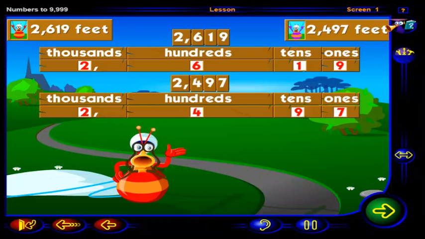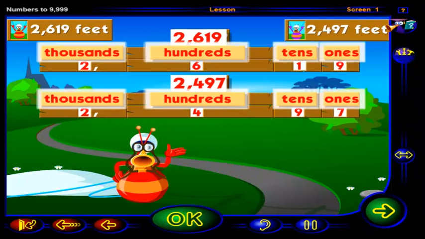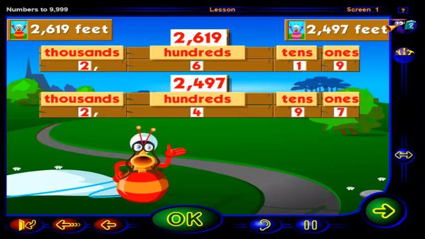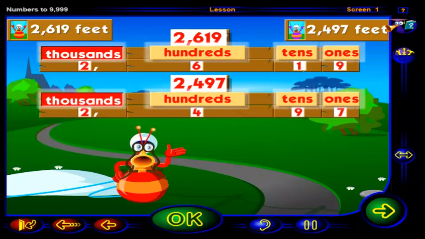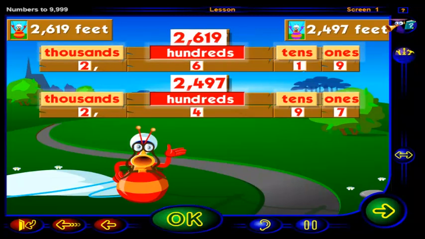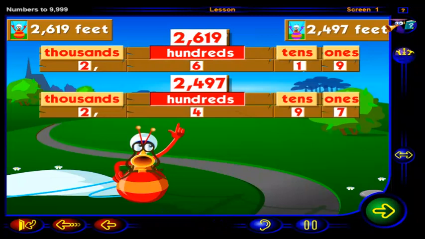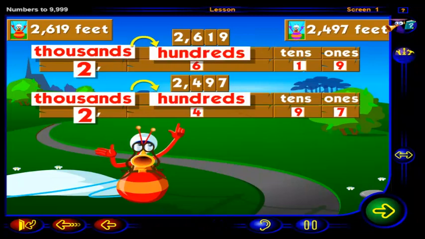What place would you use to compare these numbers? Click on a place, then click OK. That's not it. Try again. That's not it. Try again. You're right. You use the hundreds place to compare these numbers. Because the digits in the thousands place are the same, we have to look at the digits in the next place to the right, the hundreds place, to see which number is greater.